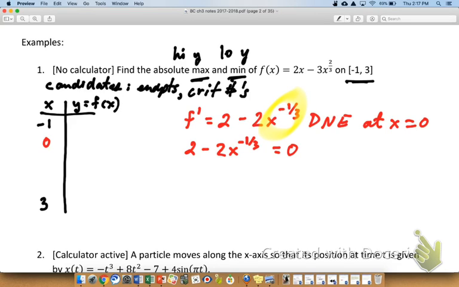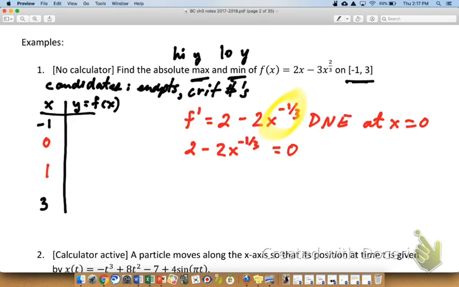When x is, say it, Aiden, I can see you want to say it. 1. 1, right? If x is 1, wouldn't you just get 2 minus 2? Yeah, so actually that's your other candidate. Okay, so then we've got our list of candidates. These are the only 4 possibilities.